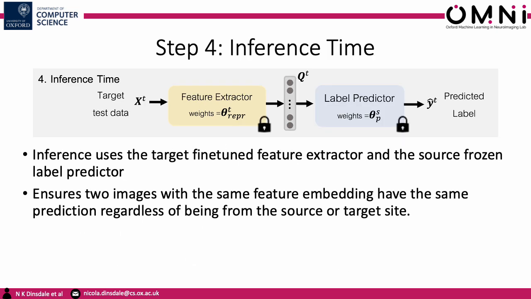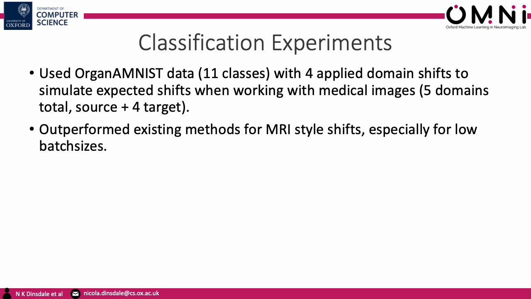At inference time for the target site, we then simply take the fine-tuned feature extractor and the source-trained label predictor to create the label predictions. This ensures that images with the same feature embedding have the same prediction, regardless of whether they are from the source or target site. We first tested our method for classification, where the majority of source-free domain adaptation methods have been applied.